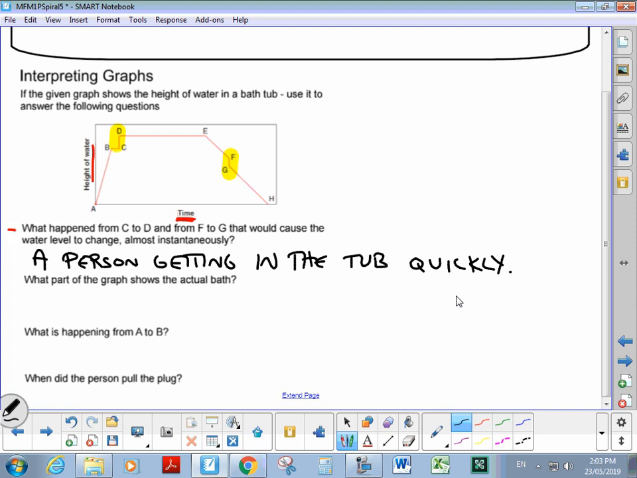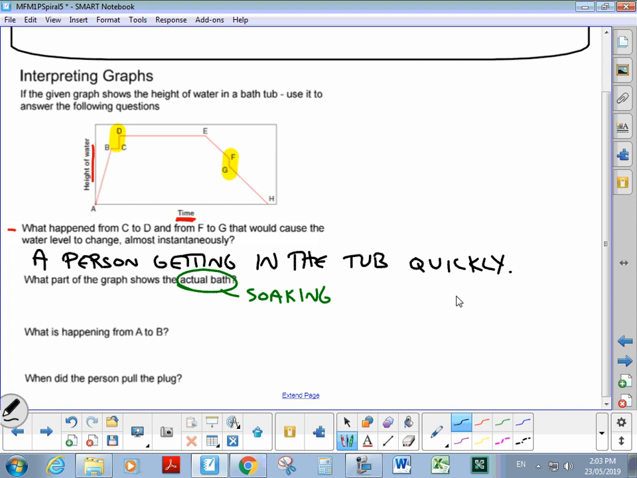What part of the graph shows the actual bath? So what they're talking about is the bath part, the actual bath. Let's talk about the soaking. You're actually in the tub playing with your rubber ducky. Oh yeah, you guys are shaking your head, you know you got your rubber duckies. So what part of the graph is where you're just soaking, relaxing?